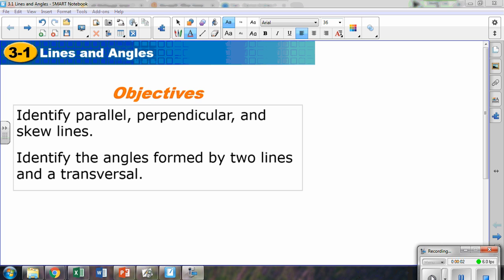This lesson we are going to discuss lines and angles. Our objectives are pretty straightforward. Identify parallel, perpendicular, and skew. We want to identify angles that get formed by two lines and a transversal.